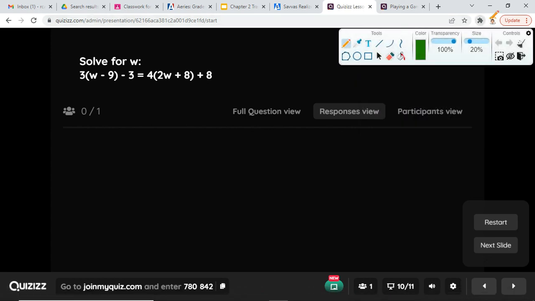So let's go through it here. We have to distribute our 3 to both of these numbers. So 3 times W is 3W. 3 times 9 is negative 27. And then minus 3 is equal to, we'll distribute our 4 to both of these numbers as well. 4 times 2 is 8, so I get 8W. 4 times 8 is 32, so 8W plus 32 plus 8.